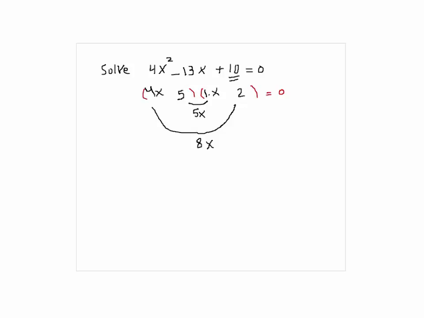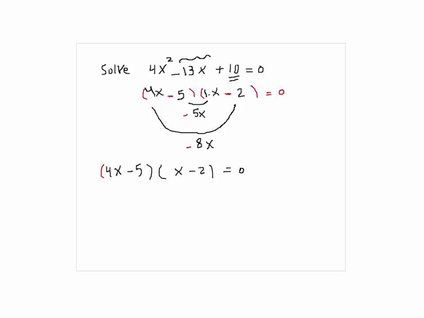Now the question is, can I make 13x or minus 13x out of these two? Yes, I can if both of these were minus. So now this is how we can select the correct sign. So this is how you factor this. So we get 4x minus 5 times x minus 2 is equal to 0.